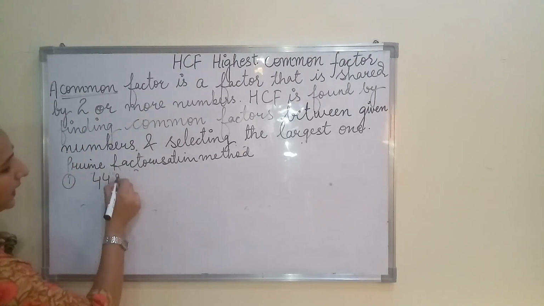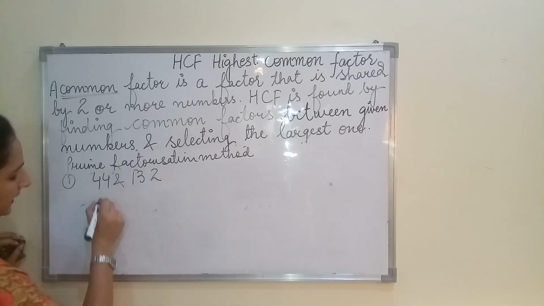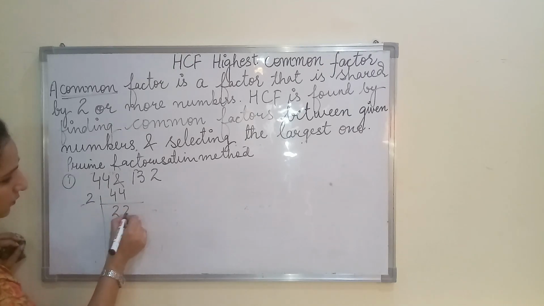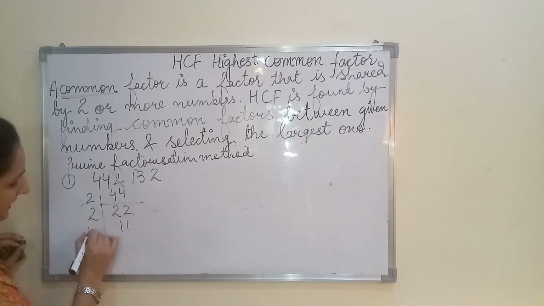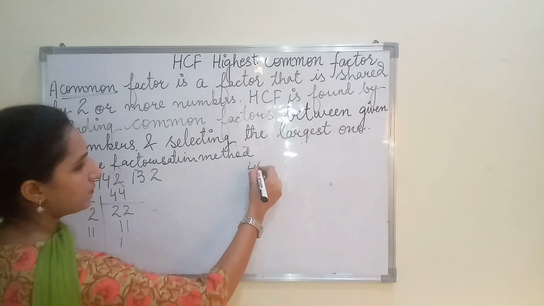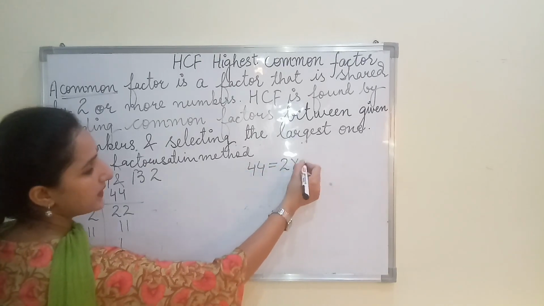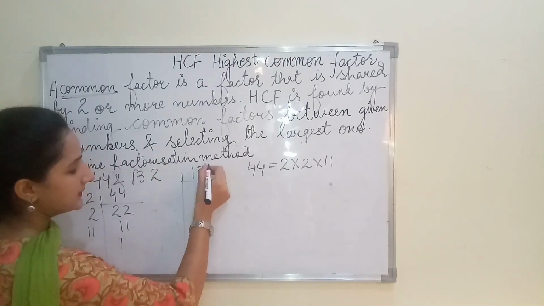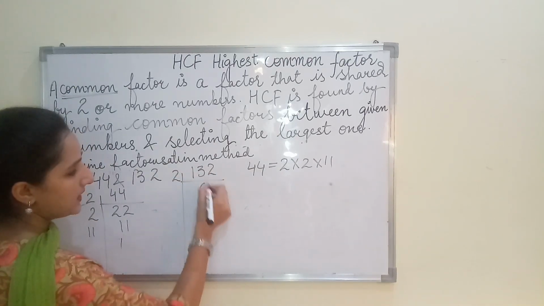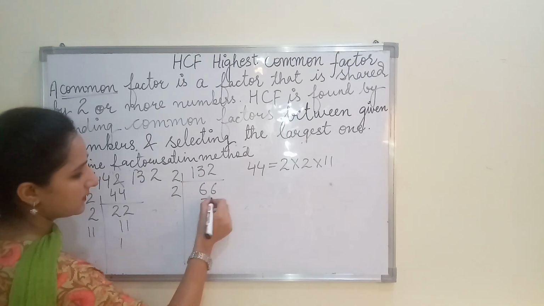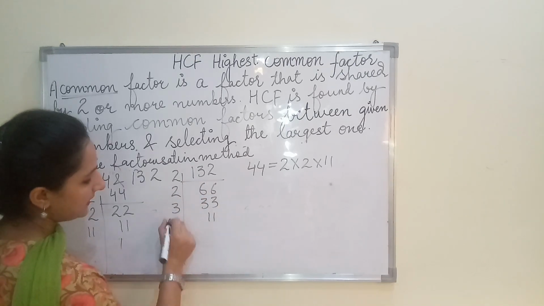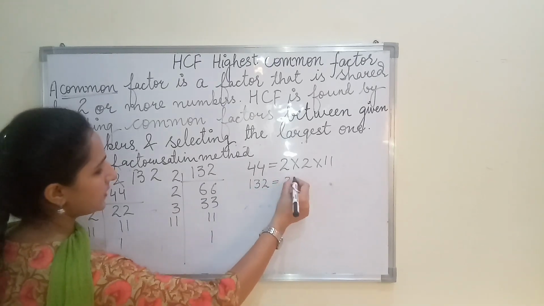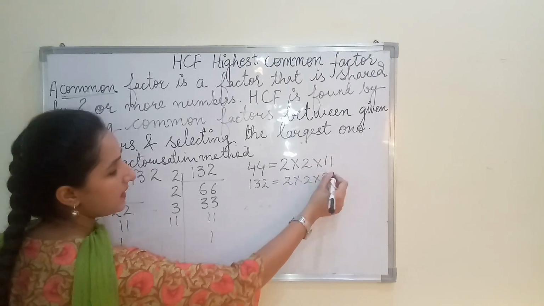44 and 132. So start doing. First of all, 44, 2 22s are 44, 2 11s are 22 and 11 1s are 11. So 44 is equals to 2 into 2 into 11, and again start doing 132, that is 2 6s are 12, 2 66s are 132, 2 33s are 66, 3 11s are 33 and 11 1s are 11. So what is 132? 132 is 2 into 2 into 3 into 11.